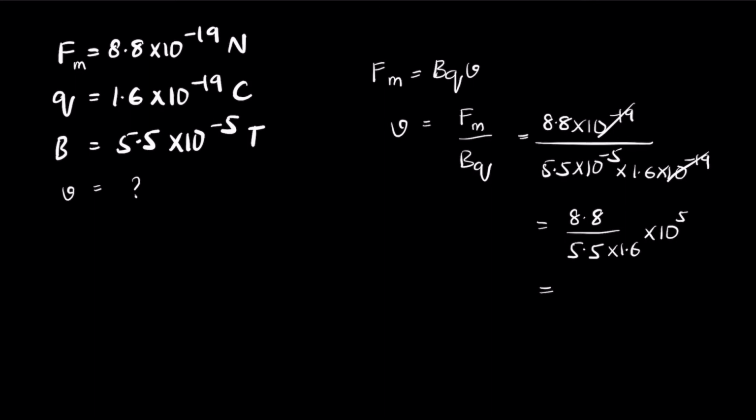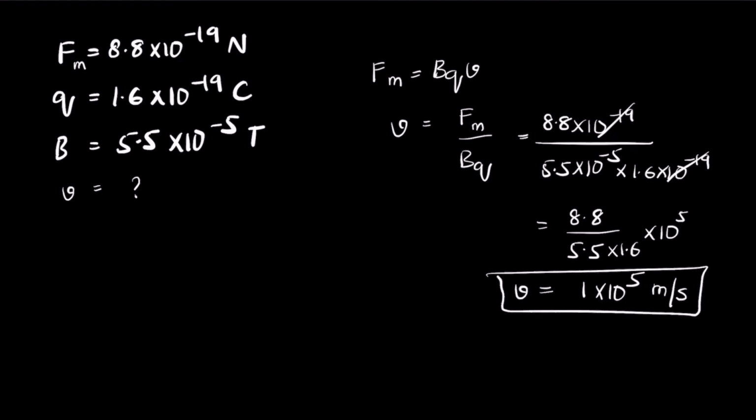So let's calculate the value. 5.5 times 1.6 is 8.8, so you have 8.8 by 8.8. So you get 1 times 10 to the power of 5 meter per second. This is the velocity of the proton moving in the magnetic field of strength 5.5 into 10 to the power negative 5 Tesla. Notice that all of them are in their SI units. That's why velocity is also in its SI unit, meter per second. So this is how you can use the values and solve the problem.